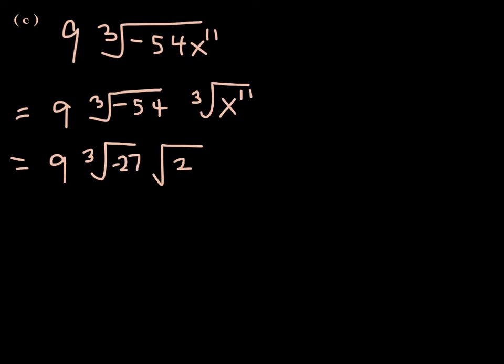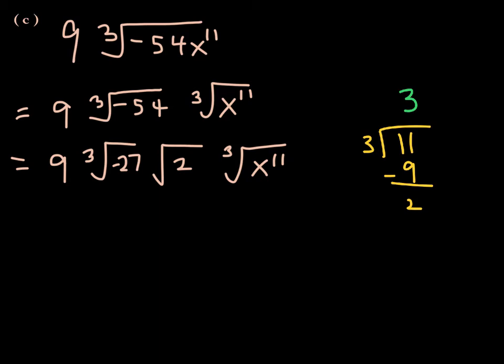That's negative 54. Again, I want to emphasize the need for us to know our perfect cubes and to know our perfect fourths and so forth. As far as the cube root of x to the 11th, that is the same thing as saying how many groups of 3 can I make out of 11? In other words, I'll divide 11 by 3. Okay? 11 divided by 3. So 3 goes into 11 3 times, of course. And 3 times 3, of course, is 9, leaving you with a remainder of 2. Okay? All right, so let's continue.